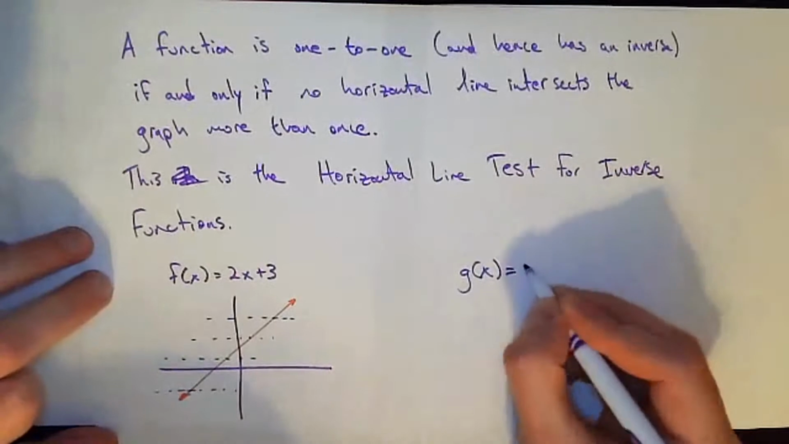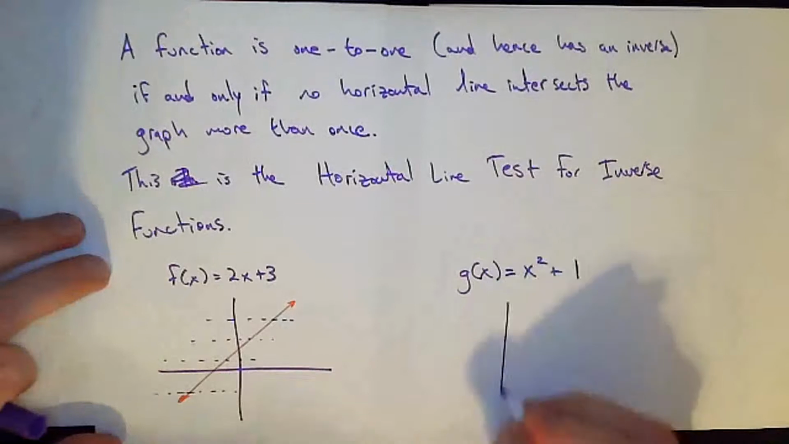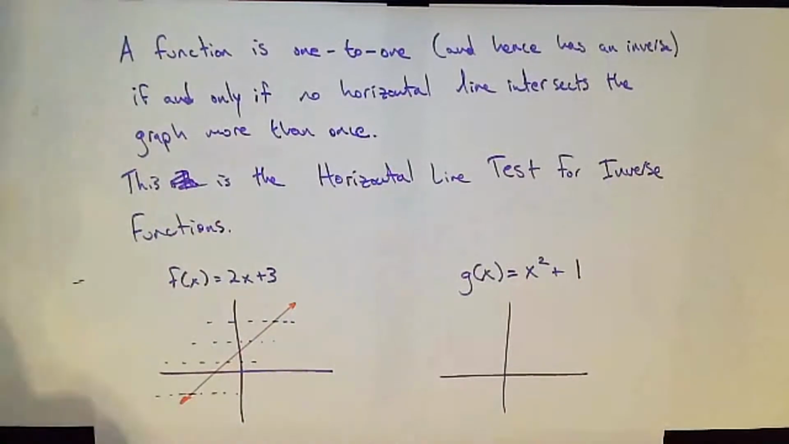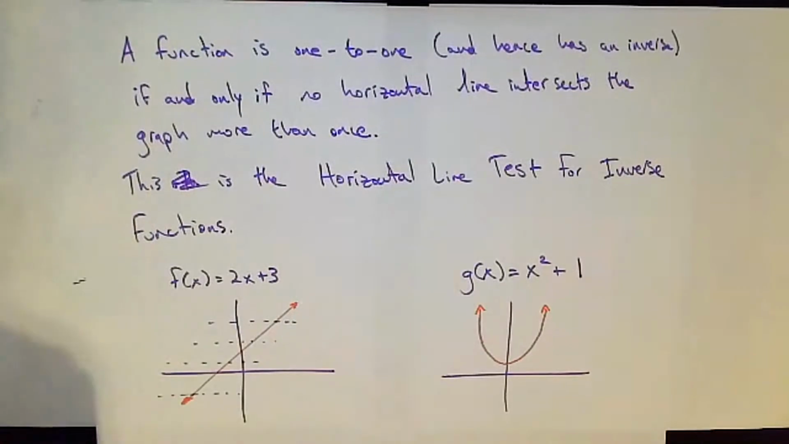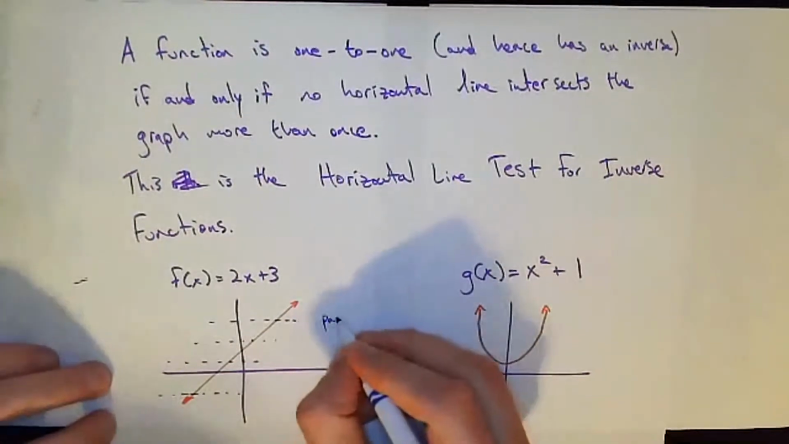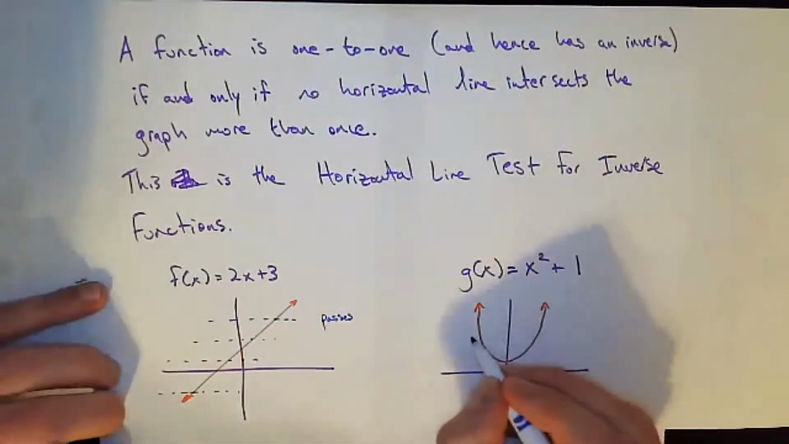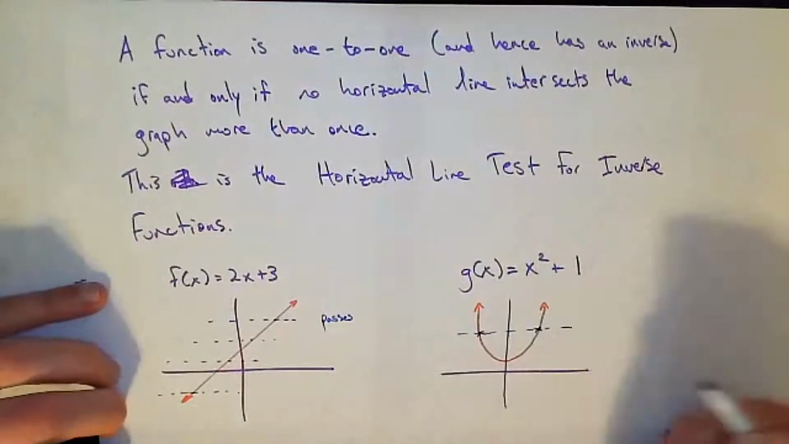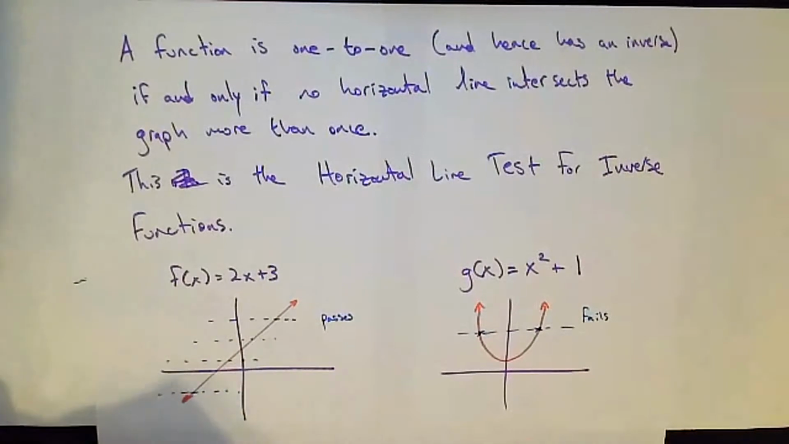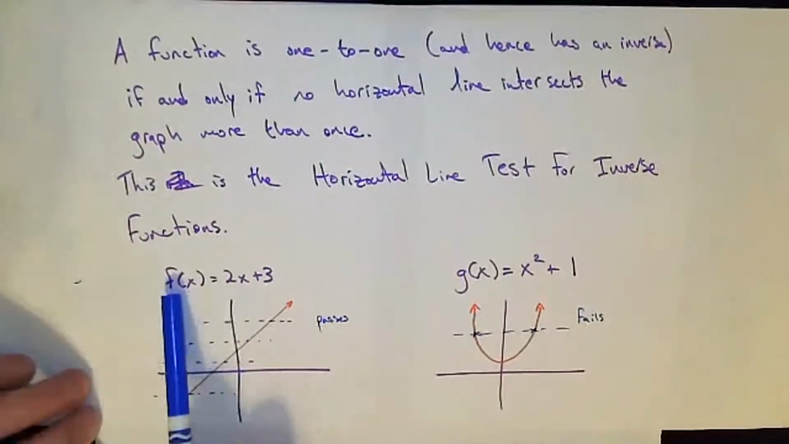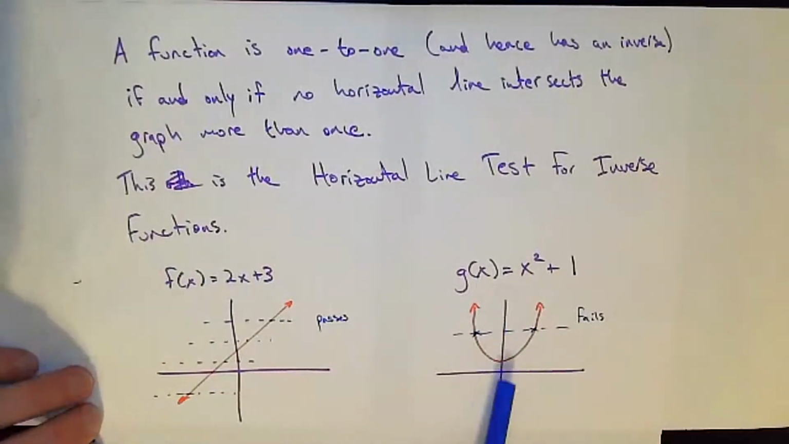Contrast that with g of x over here equals x squared plus 1. And again, just a real quick sketch of that. This will fail. So this passes the horizontal line test, meaning it is 1-to-1 and it's invertible. Over here, this fails, right there and there. It's hitting twice, so it fails. So hence it is not 1-to-1 and not invertible. F of x here is 1-to-1 and invertible. This one is not 1-to-1 and hence not invertible.